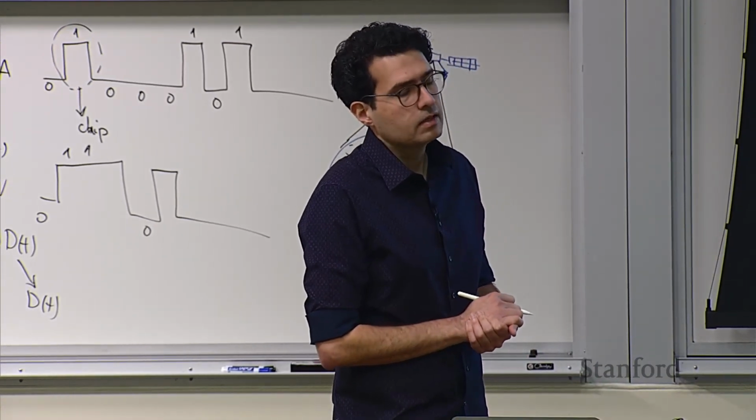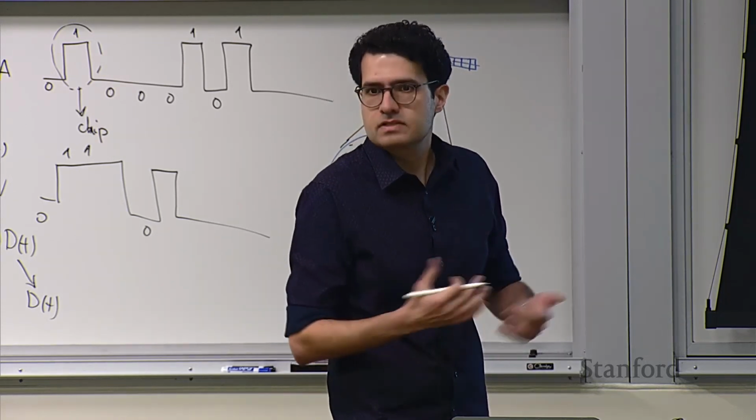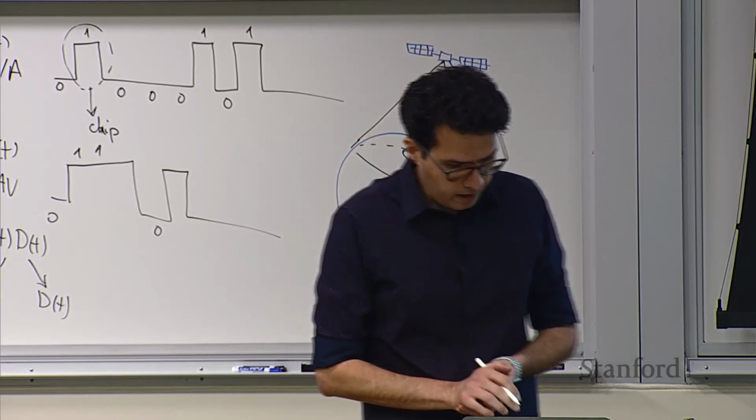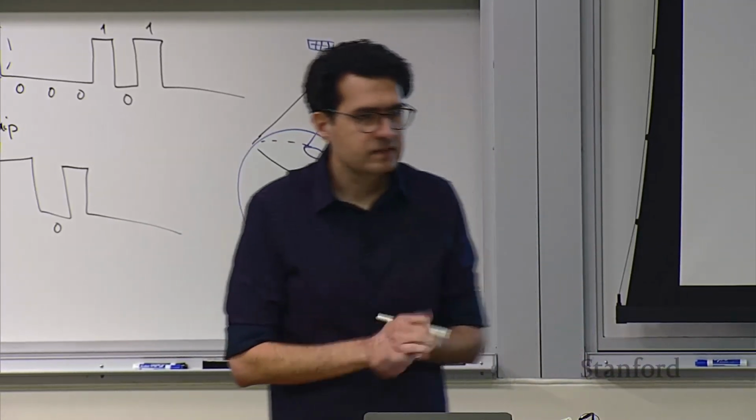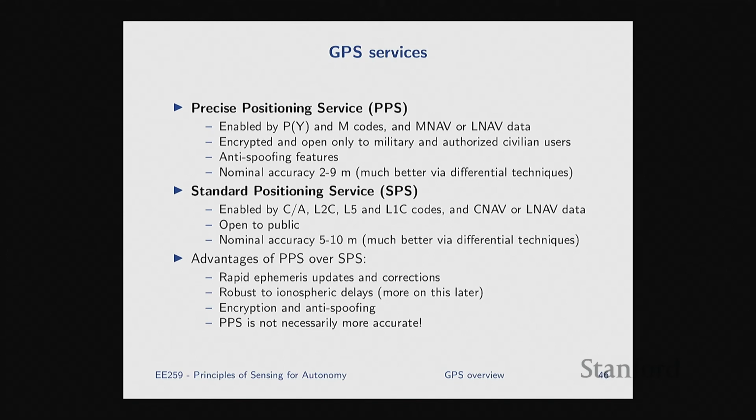Now, the military-grade GPS is much more robust, for instance, to this effect, right? As I said, there's encryption and anti-spoofing, so you cannot spoof it easily. But at the end of the day, remember that civilian GPS and military GPS, nominally, are exactly the same accuracy, which is a few meters. That's what you can expect.